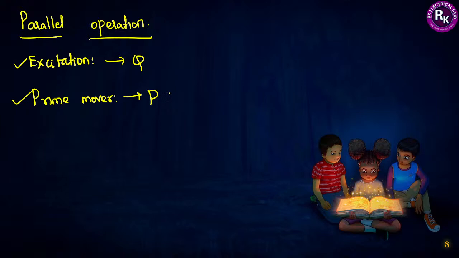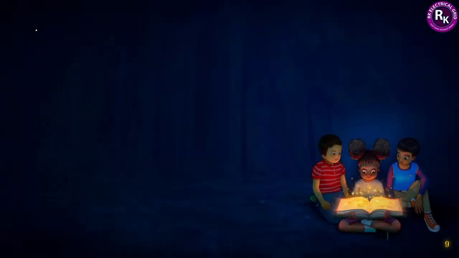Case number one: suppose I am changing the prime mover, which we call steam input. If you are changing the prime mover and the excitation is maintained constant, then what will happen? Let us assume there are two alternators connected in parallel.